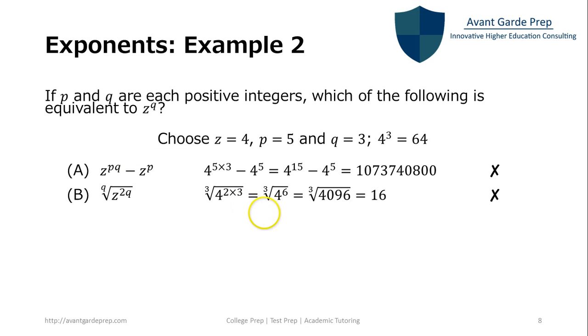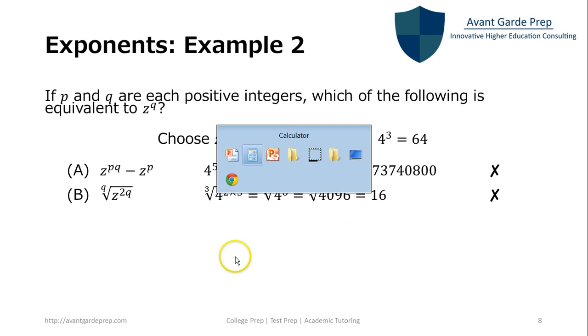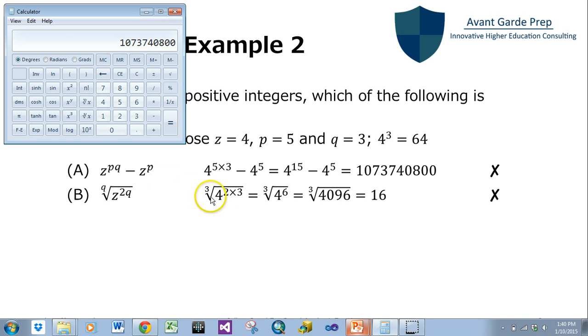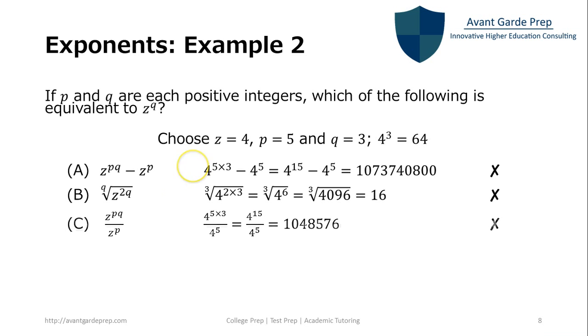So let's now move on to answer choice B. Answer choice B is the q root of z raised to the 2 times q. So we'll go ahead and work this out. And we have the cubed root of 4 raised to the 2 times 3, so that's 4 to the 6th. 4 raised to the 6th equals 4096, and we'll take the cubed root of that, which gives us 16, which is also not 64.